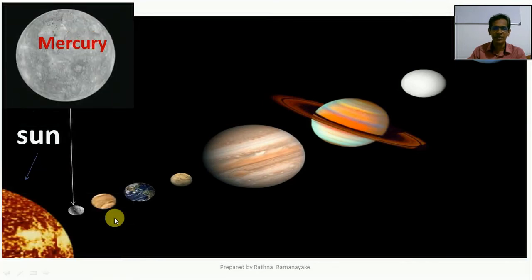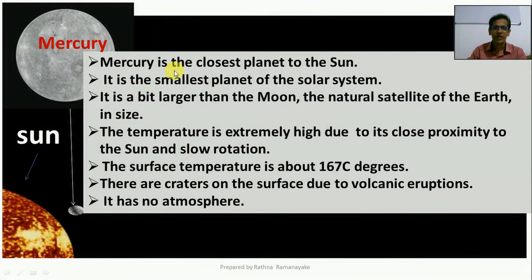Right? Here you can see a clear picture of Mercury. Mercury is the closest planet to the Sun. It is the smallest planet of the solar system. It is a bit larger than the Moon, the natural satellite of the Earth, in size. The temperature is extremely high due to its close proximity to the Sun and slow rotation.